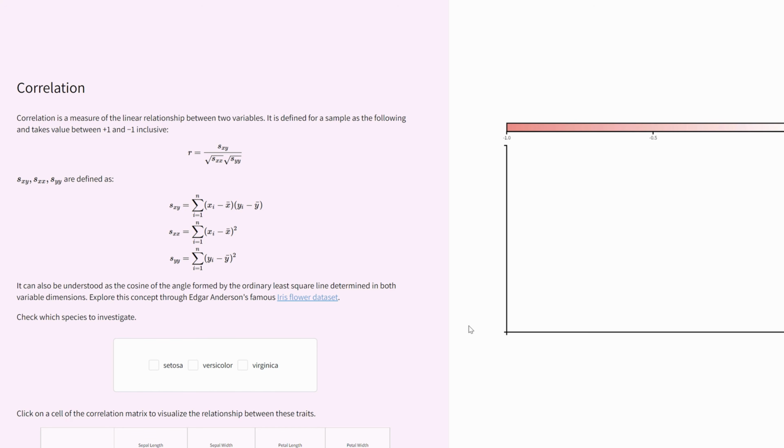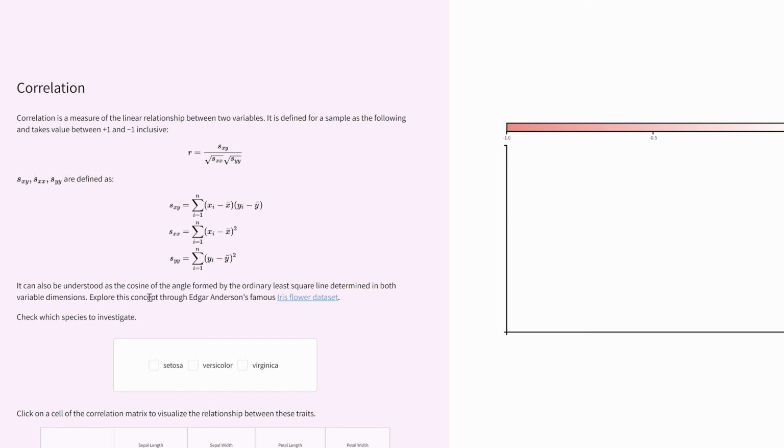Very, very cool. Correlation. I guess another super misused tool in stats. Correlation is a measure of the linear relationship between 2 variables. I guess that's really what it is. It's trying to fit a straight line between things. Defined as a sample of the following and takes values between plus and minus 1 inclusive. Cool, pretty straightforward. These are all the definitions, like deviation from the mean squared.